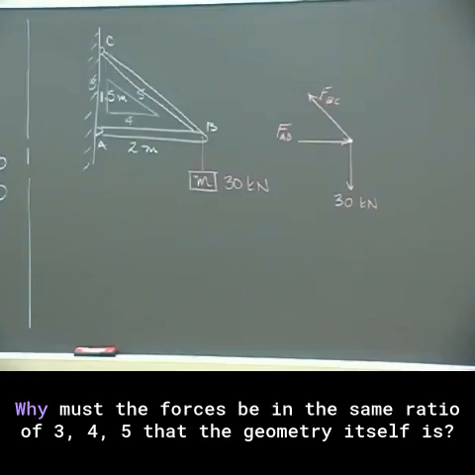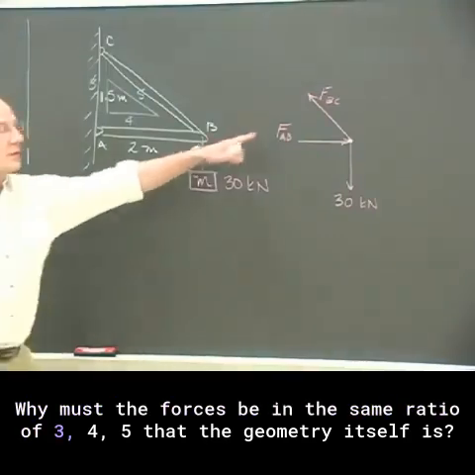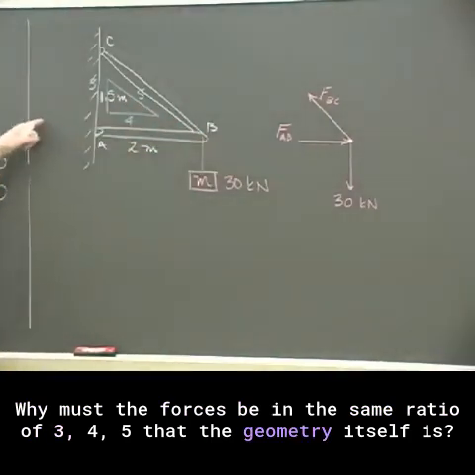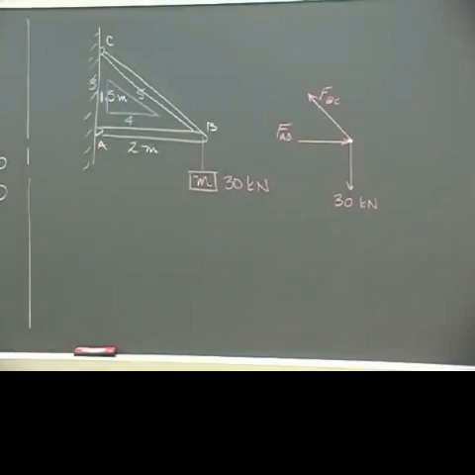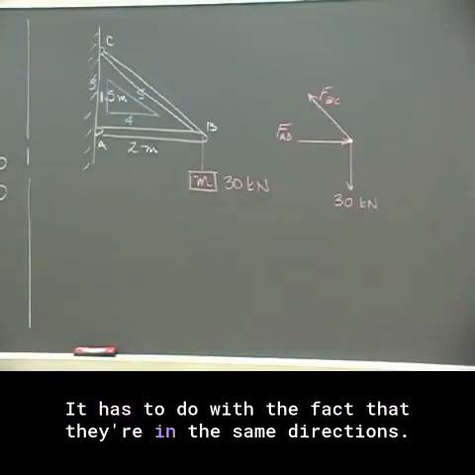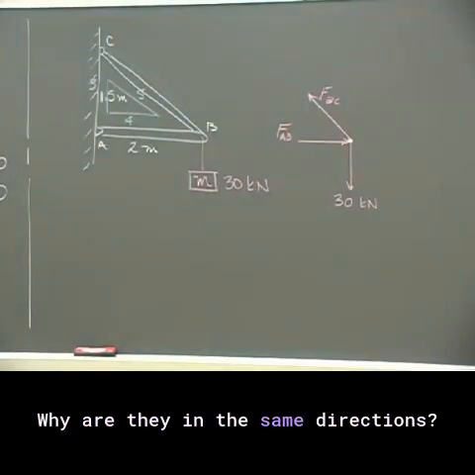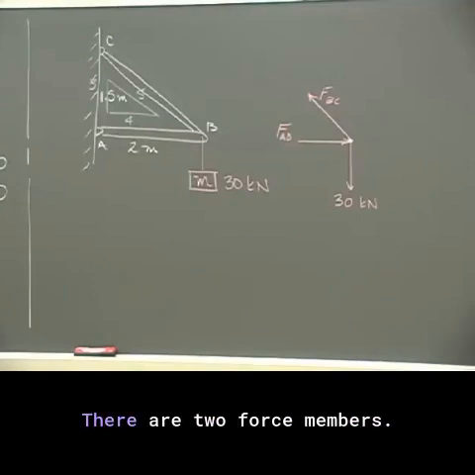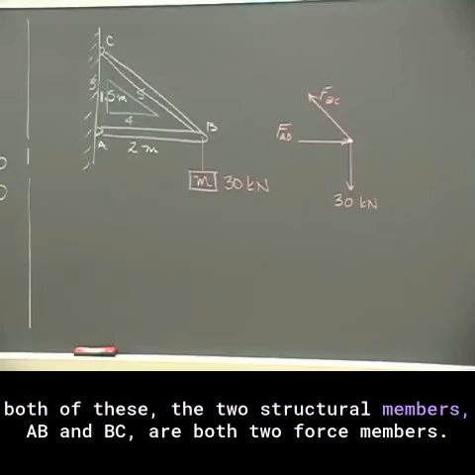Let me ask you why. Why must the forces be in the same ratio of 3, 4, 5 that the geometry itself is? It has to do with the fact that they're in the same directions. Why are they in the same directions? They're two force members. Both of these, the two structural members, AB and BC, are both two force members.